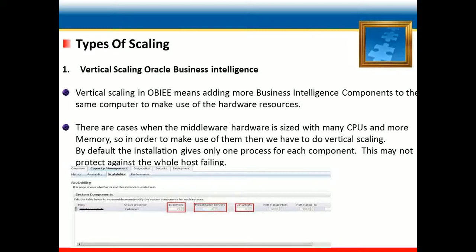So here I have shown the screen for scalability. Here we can see the host name, Oracle instance, BI server, presentation server, and Java host. Here we add the BI server, presentation server, and Java host in Enterprise Manager.